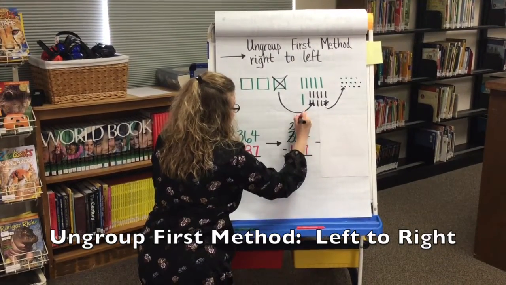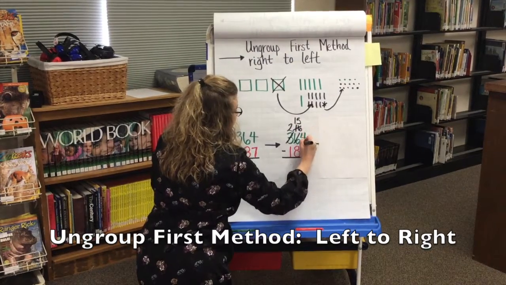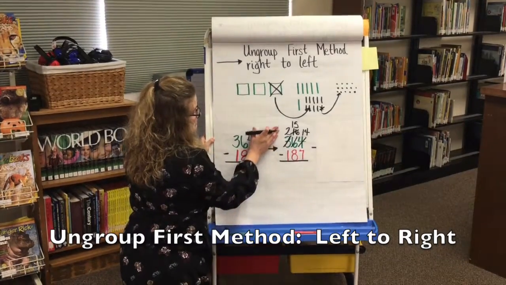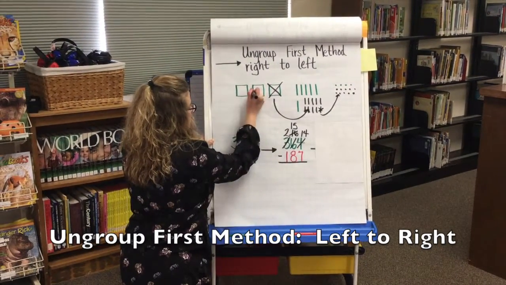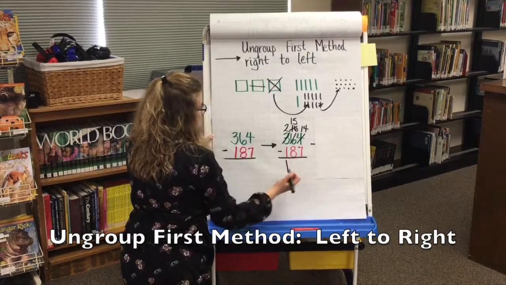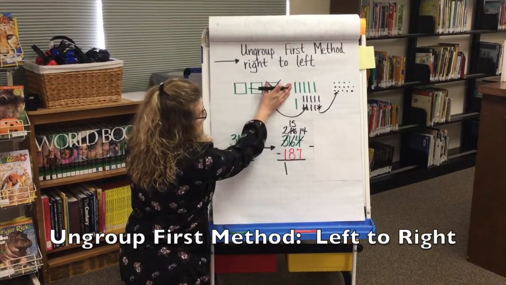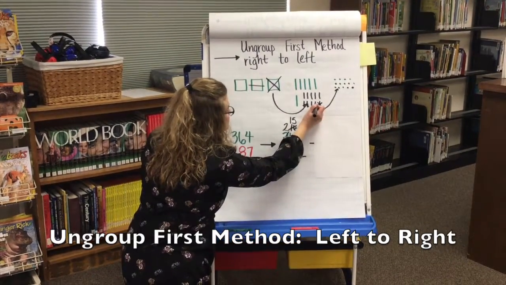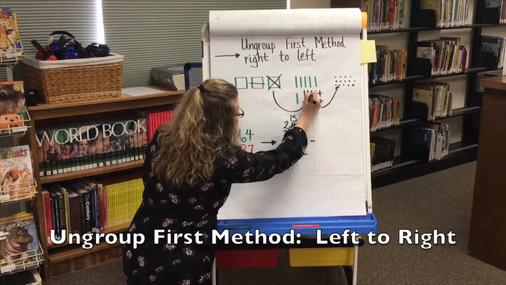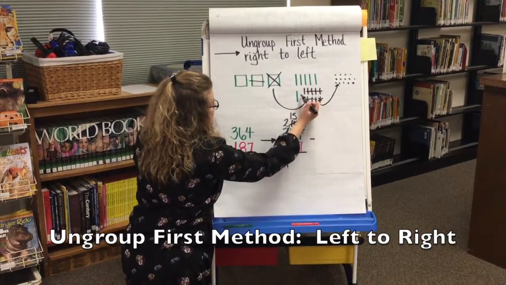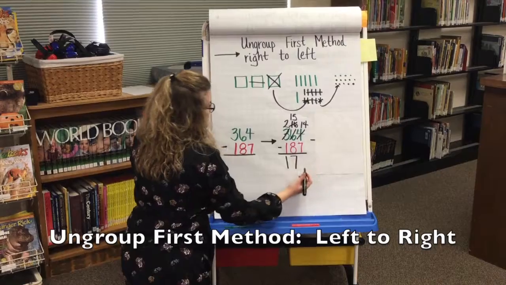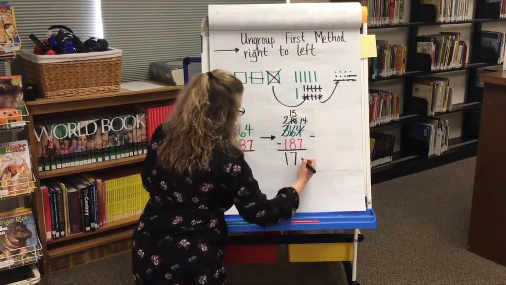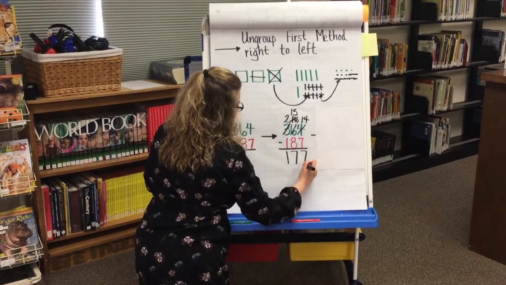I now have 15 tens and 14 ones. I can now subtract from my 200. I can take 100 away and get 100 left. From my 15 tens, I need to take 8 away. I have my 5, 6, 7 tens. And of my 14 ones, I need to take 7 away. And I have 7 ones.